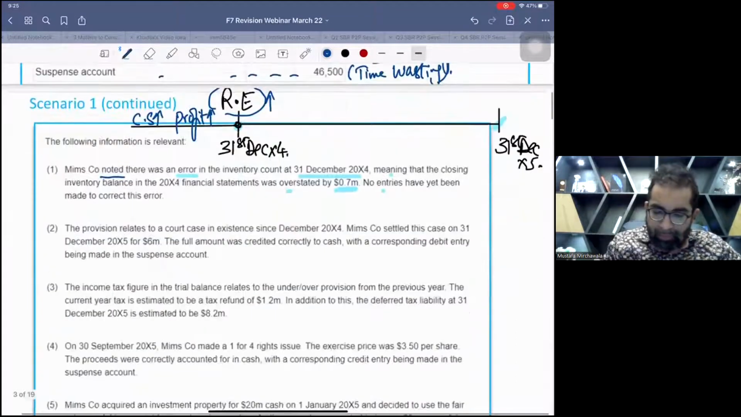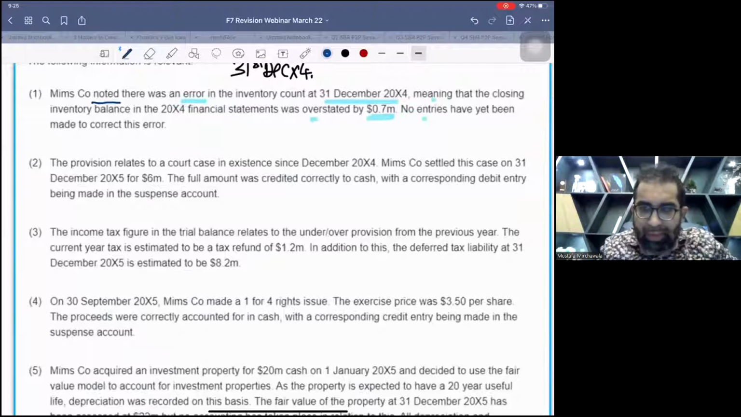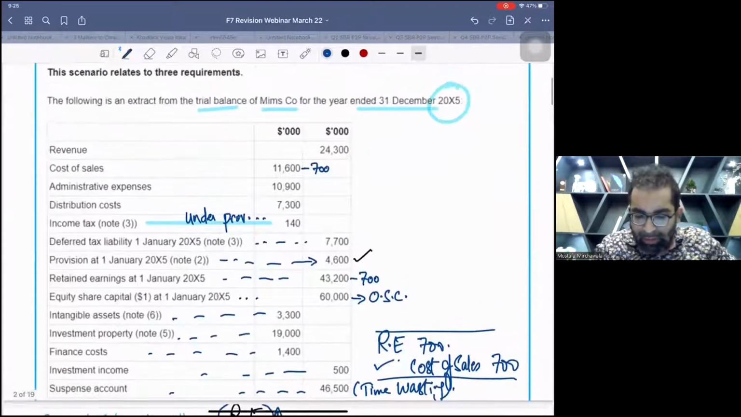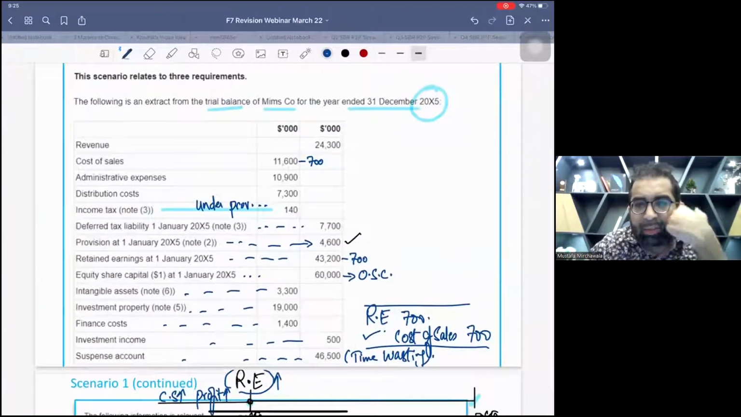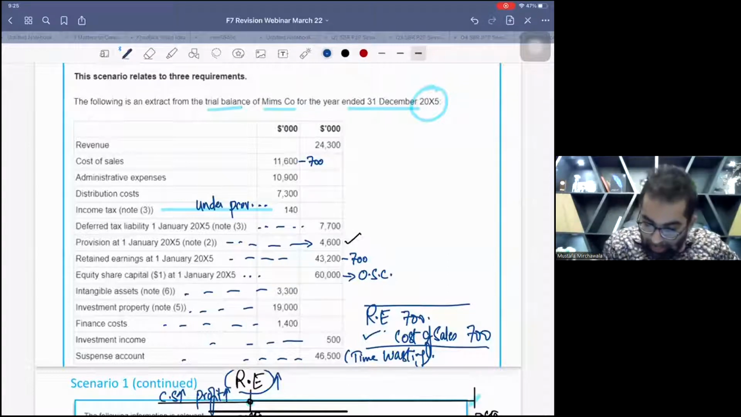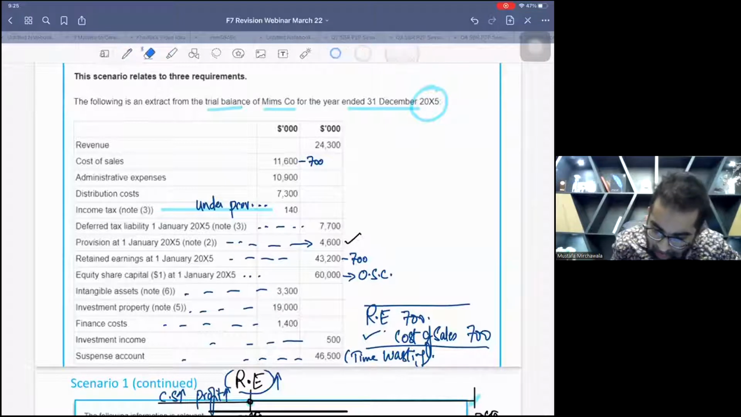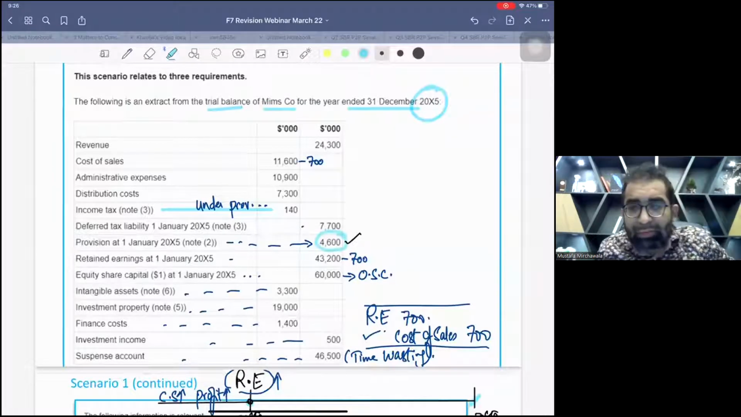Now, next thing, the provision. First, let me show you. And I would request, take a picture of this trial balance so that you can see it on your mobile phone. If you want to study effectively, take the picture. Okay. So tell me, how much was the opening provision? It was 4,600. At the beginning of the year, there was a provision of 4,600.